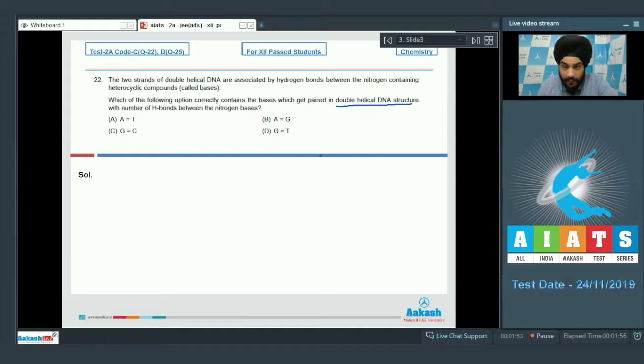If we talk about the DNA, students, in DNA we have adenine bonded to thymine. So there are 2 hydrogen bonds between them, and then we have cytosine bonded to guanine. So there are 3 hydrogen bonds between them. If you look at the options which are given to us, students, we can clearly see that for this question we have to mark the correct answer as option A. Okay, let us look at the next question now.